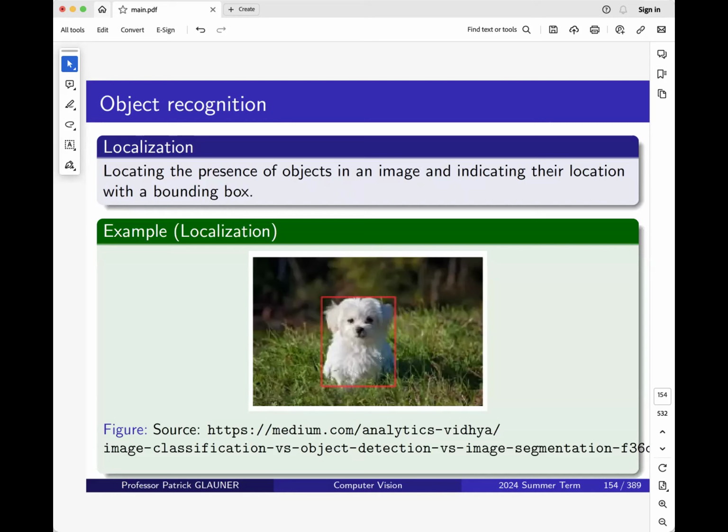And this is already more difficult because the object could be larger, smaller, it could be translated, rotated, and so forth. So there are lots of invariances that already complicate localization. And building, say, a neural network for a task like this is still possible, but certainly more challenging.